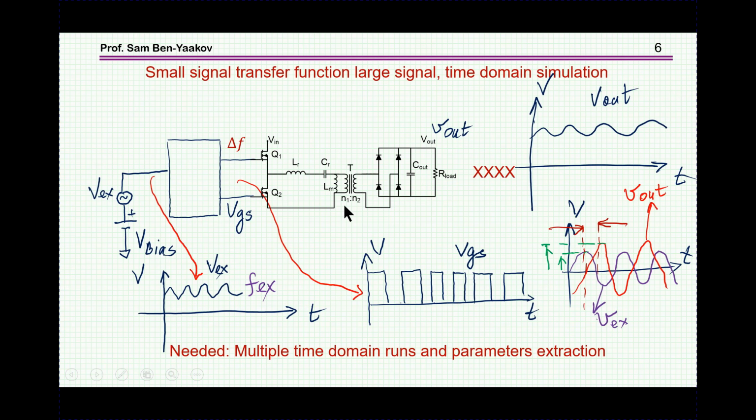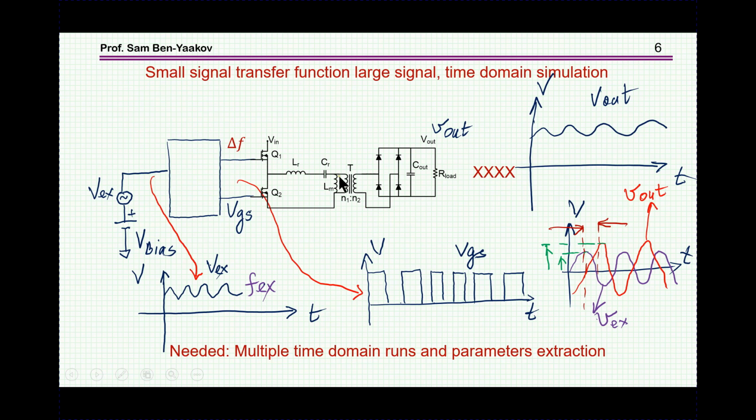So what we want to do is to get the small signal response from the excitation to the output, and one way to do it is to do a time domain analysis or time domain simulation. That is, suppose we inject one particular frequency, this is f sub x, into the input. This change of voltage will change the frequency of the drive. This is the modulator, which is changing the frequency of the drive.